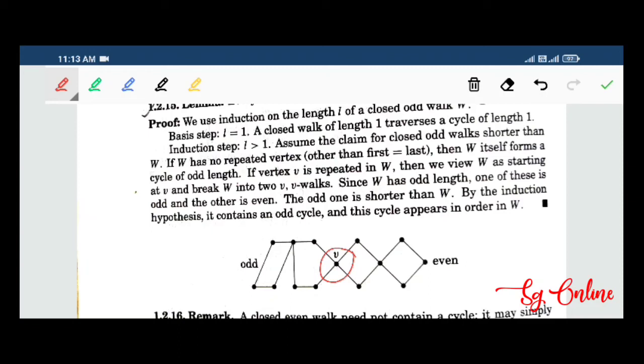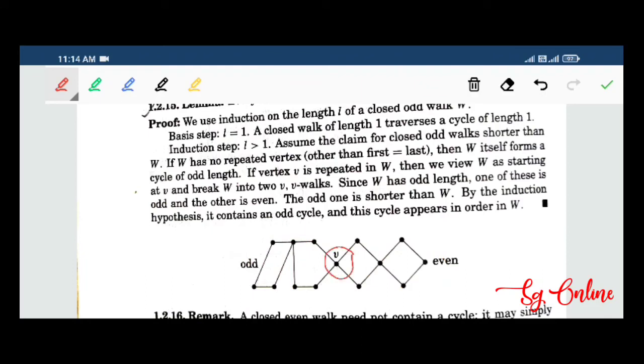This is the closed odd walk. You see that if you start from here, then 1, 2, 3, 4, 5, 6, 7, 8, 9, 10, 11, 12, 13, 14, 15, 16 and 17. So totally the length is 17, and it is a closed odd walk starting from this vertex and ending at this vertex. But here many vertices are repeating. This vertex is repeating, this vertex is repeating, this vertex is repeating. But suppose we consider the repetition of the vertex V here.